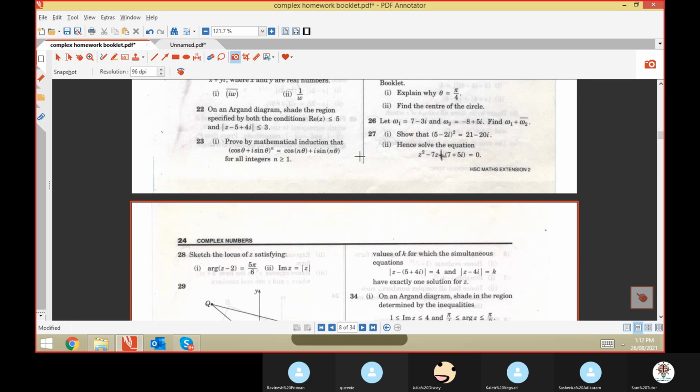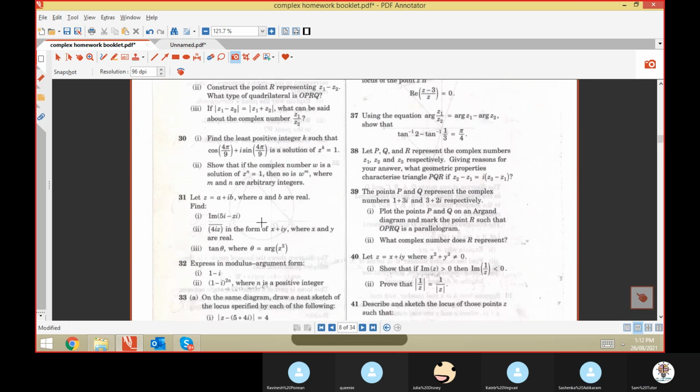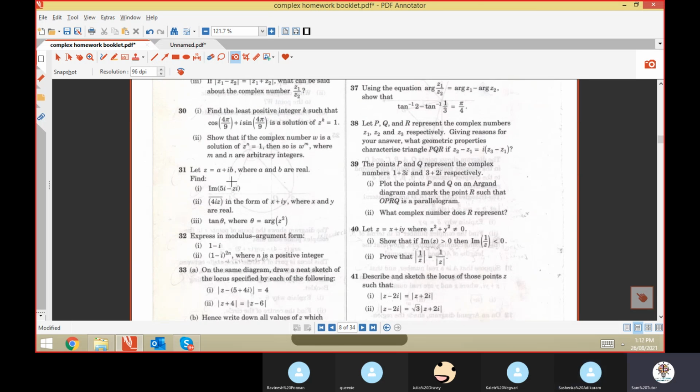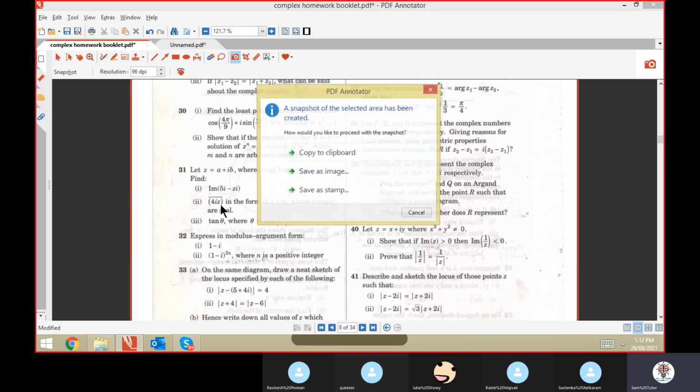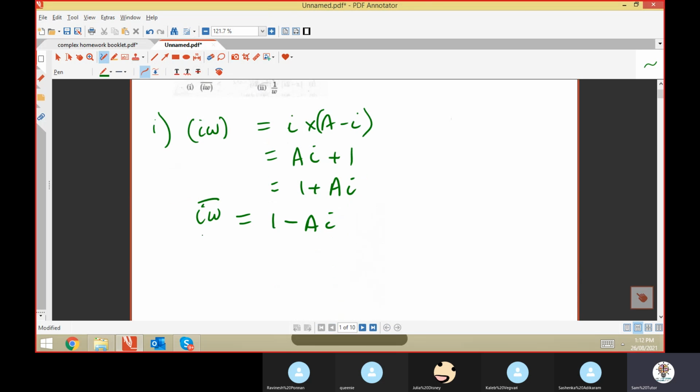Question 3(i). Let z equal a plus ib. Find the imaginary part of 5i minus zi. Firstly, do you know how to read that? The way I just read it, like imaginary of?